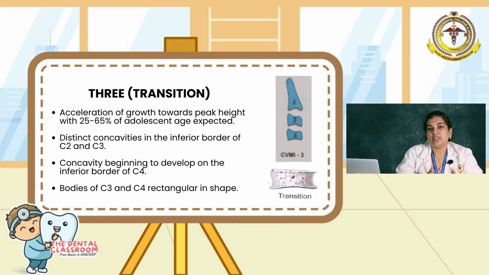In phase 3 or stage 3, which is the transition phase, you have acceleration of growth towards peak height, and you can expect about 25 to 60% of adolescent growth at this stage. You have distinct concavities in the inferior border of C2 and C3, and there's a mild concavity beginning to develop in the inferior border of C4. C3 and C4 still continue to be rectangular in shape.